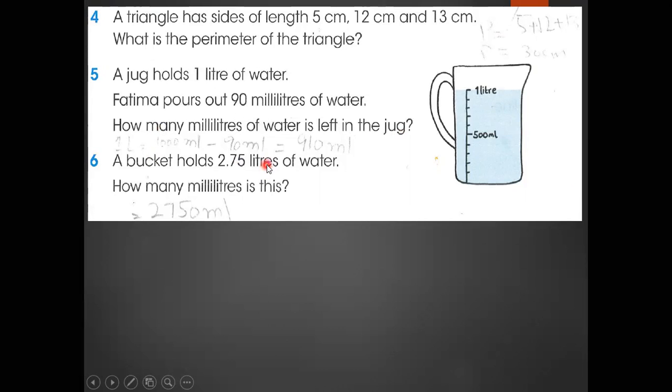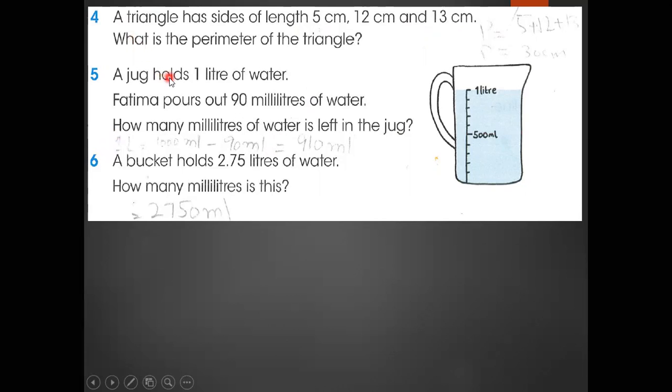Part 4, a triangle has sides of 5 centimeters, 12 centimeters, and 13 centimeters. What is the perimeter? You can add all these: 12 plus 13 is 25, plus 5 is 30. So your answer is equal to 30.